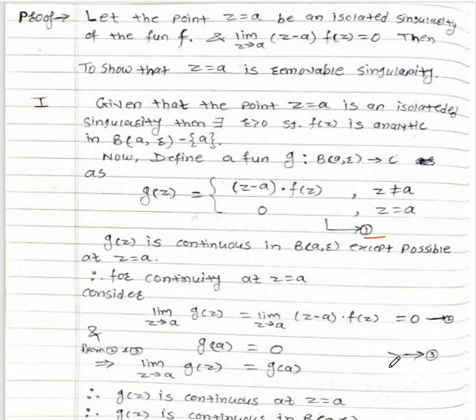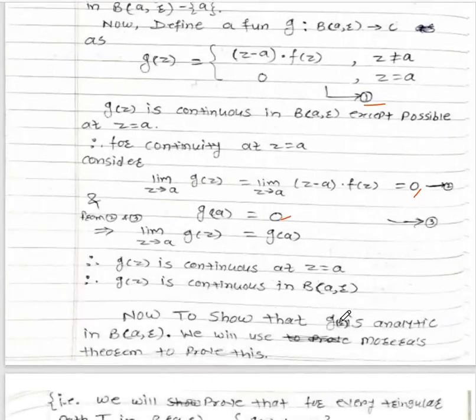This is equation number 2 and this is equation number 3. Now from equations 2 and 3 we can say that limit z tends to a, g of z equal to g of a, because the right-hand side is 0. From equations 2 and 3 we can say that both values are equal. Therefore we can say that g of z is continuous at z equal to a. If the function is continuous at z equal to a, then it is also continuous on the open disk with center a and radius r.